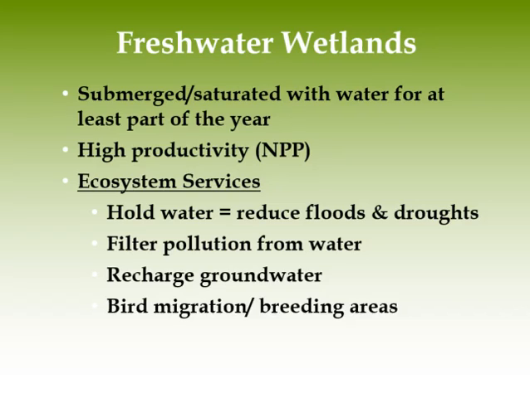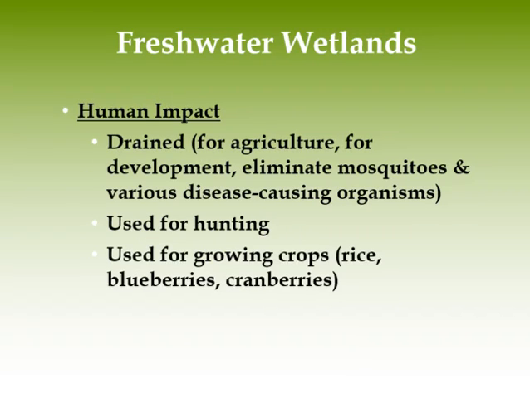Wetlands are also important for groundwater recharge and provide an important habitat for birds and aquatic organisms for breeding and function as nursery areas for young organisms. The number of freshwater wetlands has been greatly reduced due to human activity. Wetlands are drained for agriculture and development. They are also used for hunting and often used for growing crops that grow in wet conditions like rice, cranberries, and blueberries.